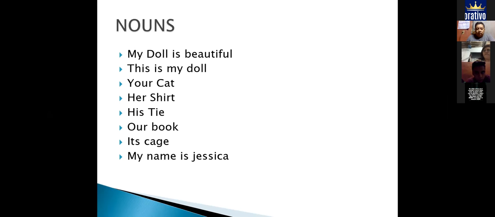Okay, miremos estos ejemplos. My doll is beautiful. A ver, Rutilio, cuando yo le digo my doll is beautiful, ¿cuál sería el noun de esa oración? Doll. Excellent. ¿Y el my qué sería? My sería el possessive adjective. Excellent, very good. Lisette, this is my doll. ¿Cuál sería el noun ahí? Sería doll, ¿verdad? Porque ahí la clave, Lisette, es lo que sigue exactamente después del possessive adjective es el noun. ¿Ok? El possessive adjective igual es my.